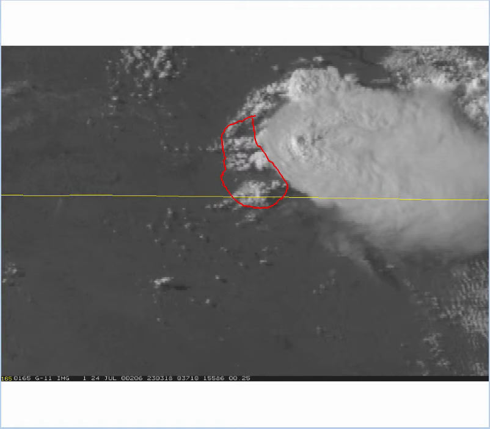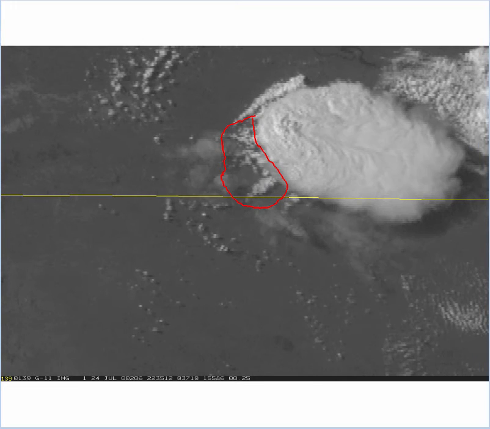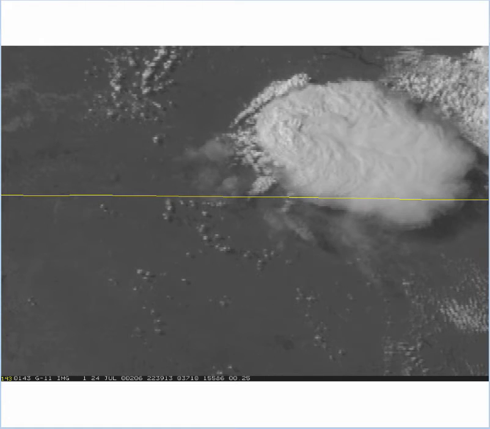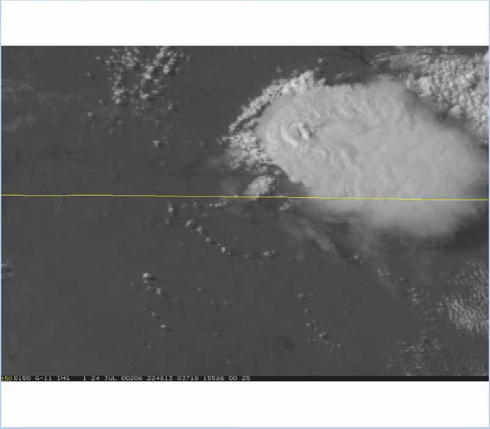And those first really appeared right around 2240, which is right around this time. And then soon after that, we got a baseball-sized hail report right around this time right here, 2248. And again, you can see those features on the back side of the storm, indicating that the storm is undergoing intensification or nearing some mature phase here.